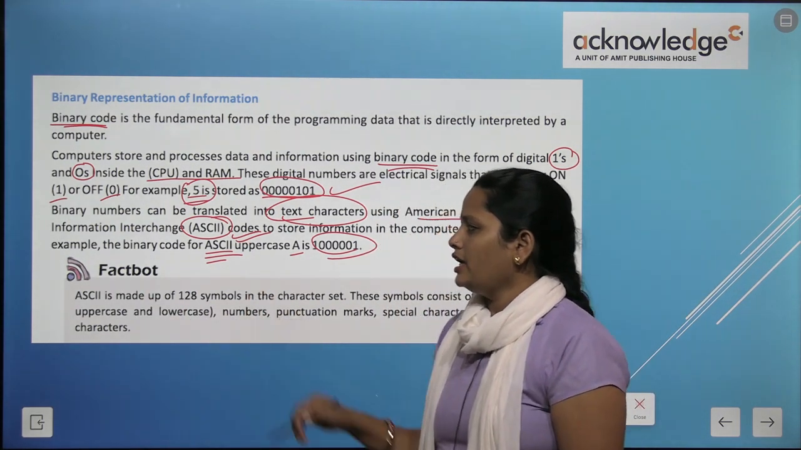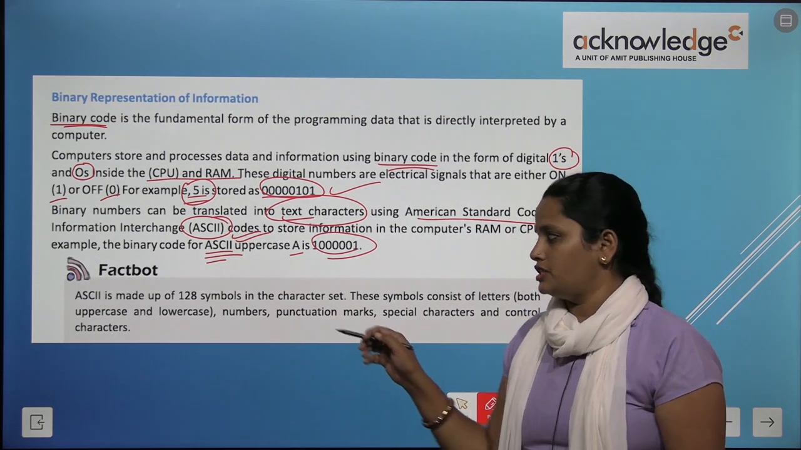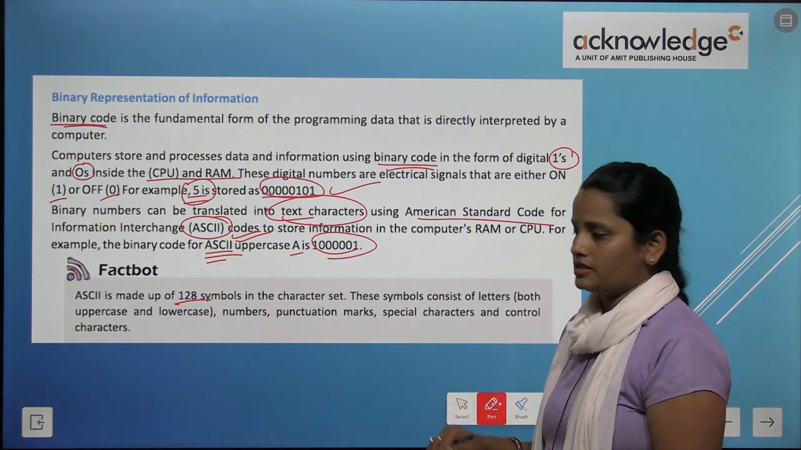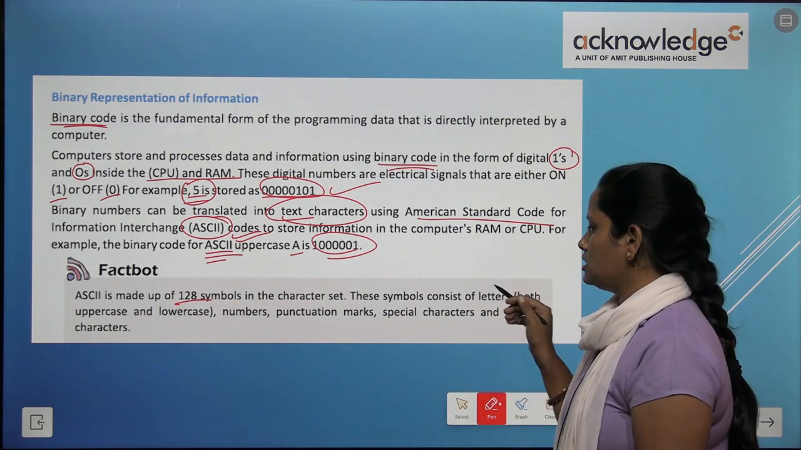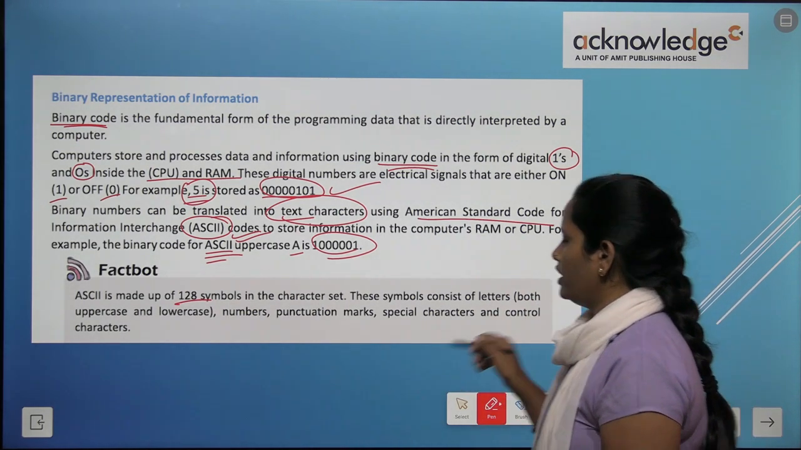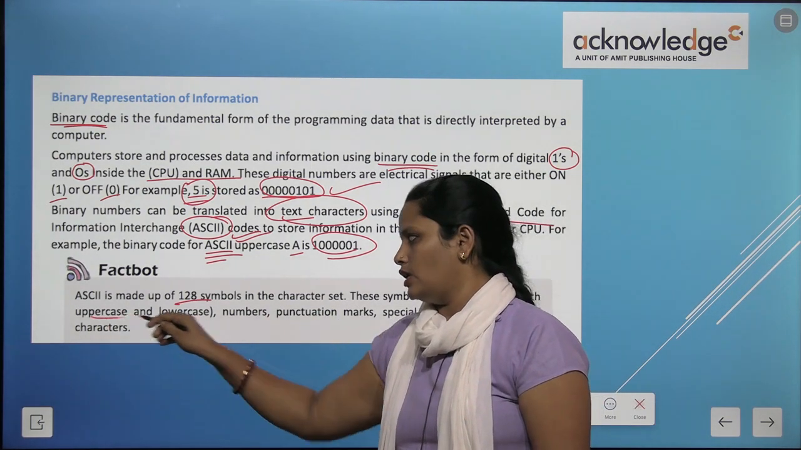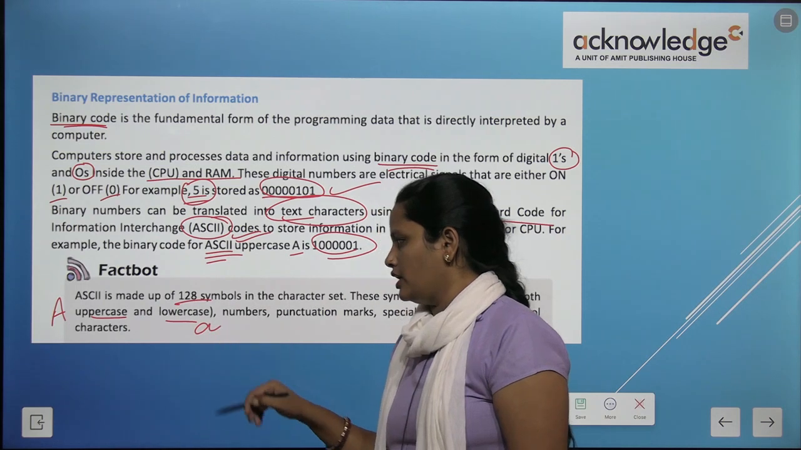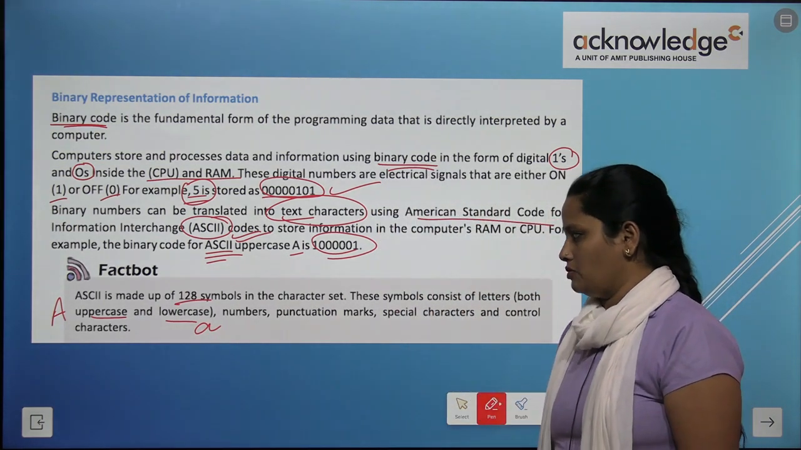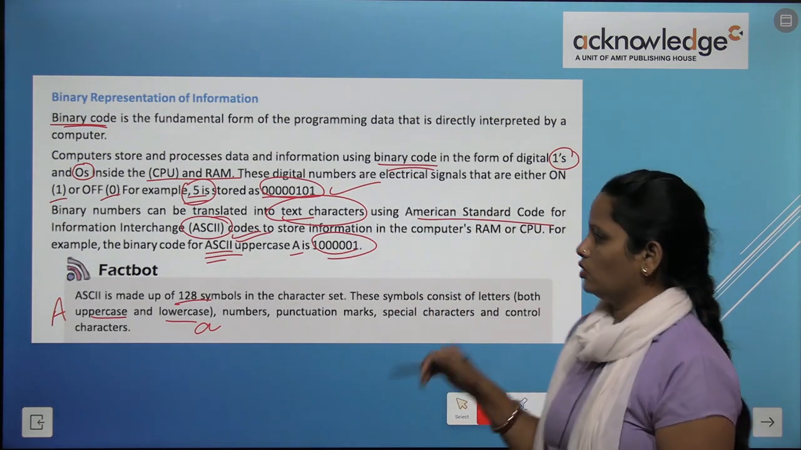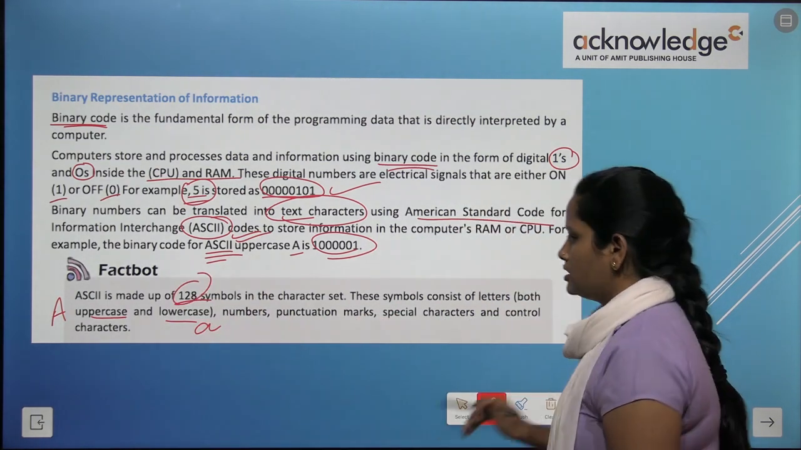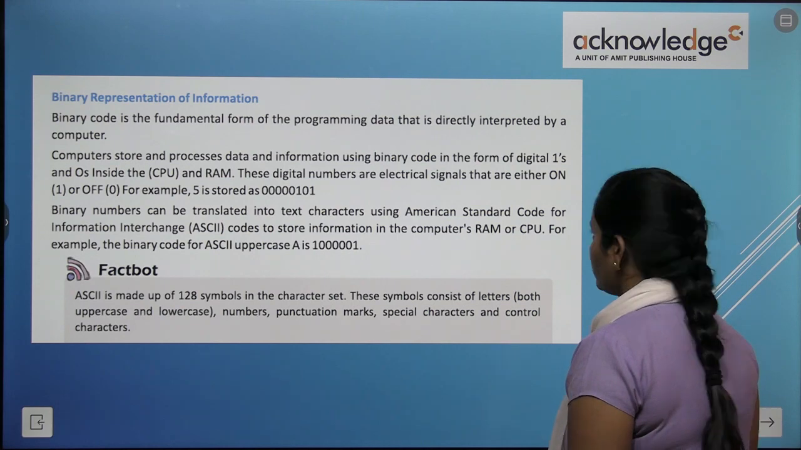Next is ASCII, which is made up of 128 symbols in the character set. These symbols consist of letters, both uppercase and lowercase. We have done this: uppercase, and this is lowercase. Then numbers, punctuation marks, special characters, and control characters. So there are a total of 128 symbols in this.